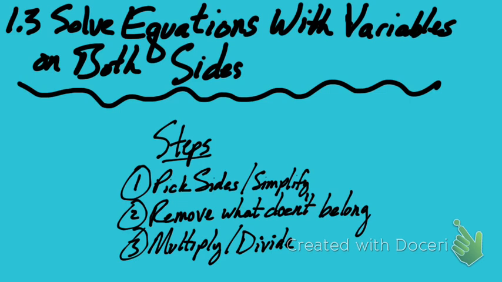And then, the equations are a little more difficult, but nothing too crazy because we're going to stick with our same three steps. Step one, pick sides, and I'm going to add to that a little bit, simplify also. That kind of goes without saying, but I'm going to go ahead and say it. Step two, remove what doesn't belong. So we've got our variable side and our number side, and we get everything squared away, remove what doesn't belong, and get our stuff all situated. And then we're going to multiply or divide depending on the problem.